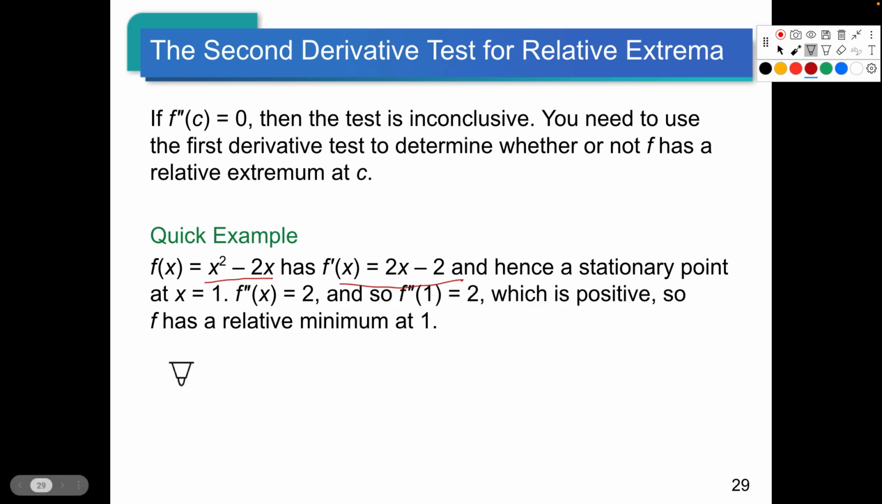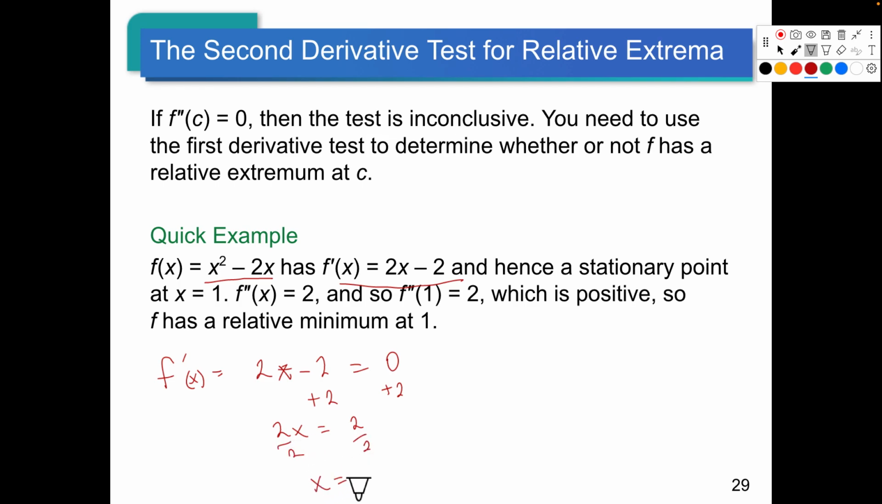And so what we want to do is find any place that first derivative, 2x minus 2, equals 0. So we add 2 to both sides. 2x equals 2. Divide both sides by 2. So when x equals 1, we know that the first derivative is 0.